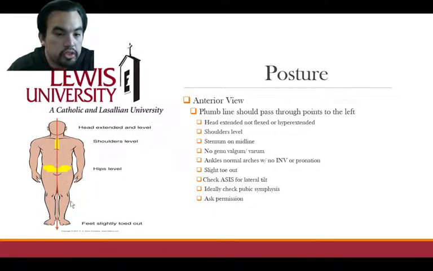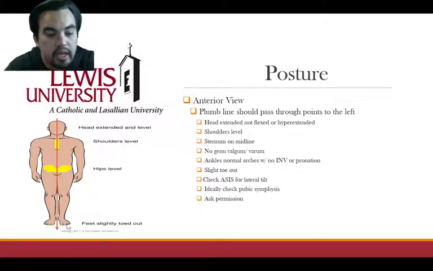We want to make sure there's no genu valgum or varum, so bow-legged or knock-kneed. We want to make sure that the ankles are normal, and we have normal arches, not pes planus, not pes cavus. So high arches are pes cavus. Pes planus is flat feet.